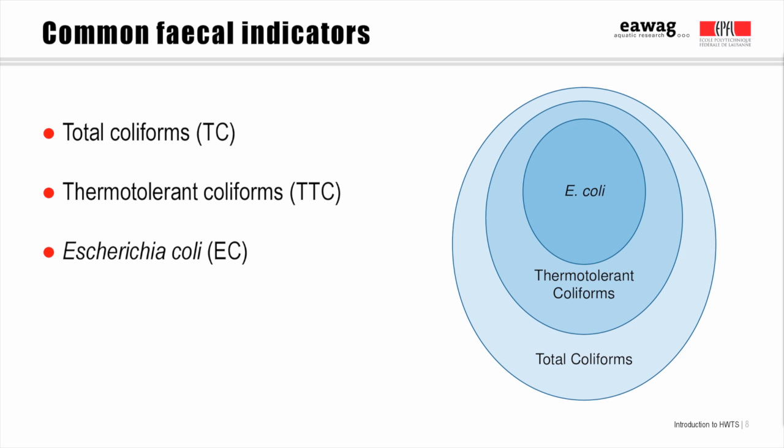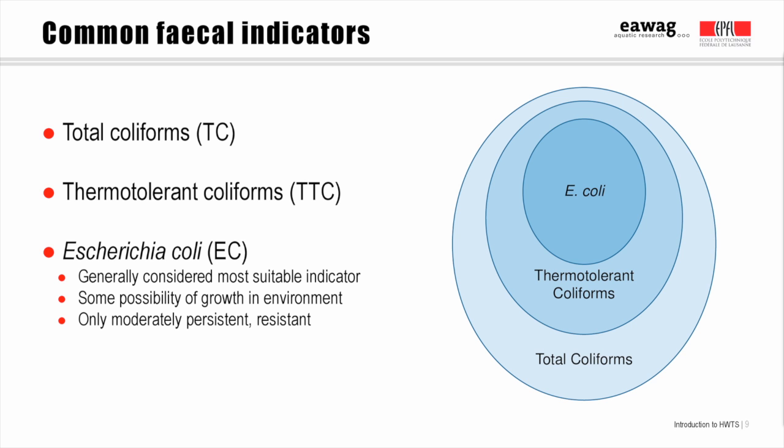Escherichia coli, or E. coli, is one specific species of thermotolerant coliforms that is generally agreed to be the most suitable indicator of fecal contamination. There's some possibility that E. coli may grow in the environment in tropical settings, and it is only moderately persistent, so the absence of E. coli doesn't necessarily mean the absence of fecal contamination. However, on balance, considering all the different ideal characteristics of an indicator bacteria, E. coli is considered to be the best available option.